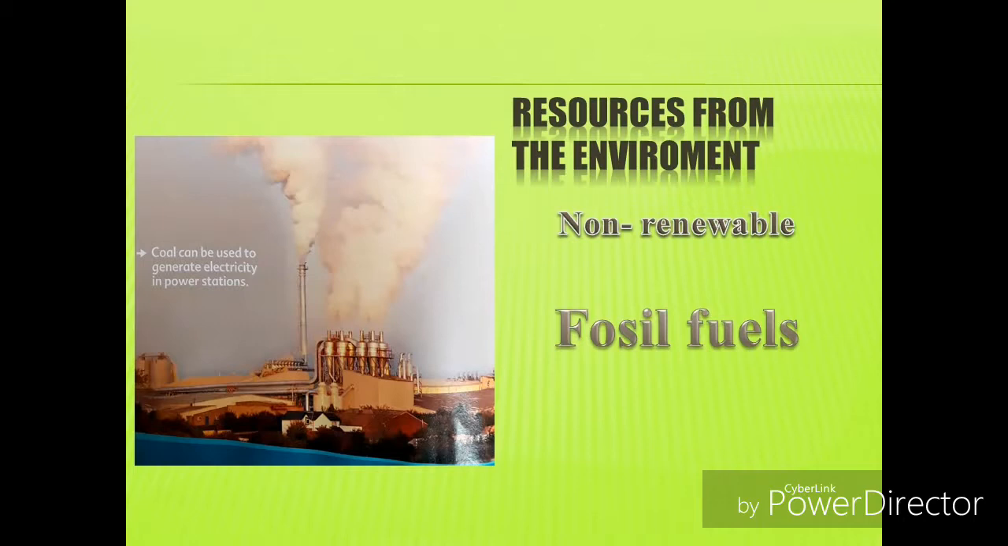The coal is mined from the ground near the earth's surface. The oil is found deep in the ground between layers of rock, and the natural gas is often found next to the oil.